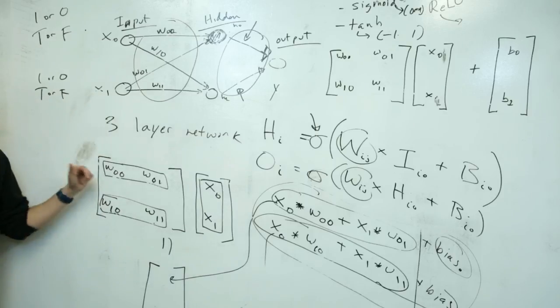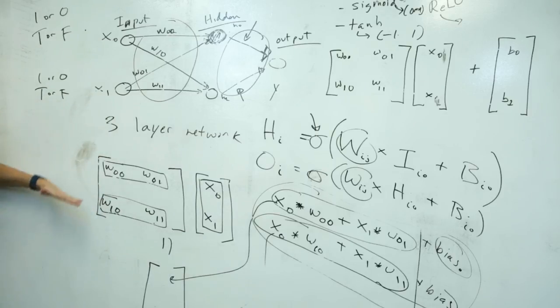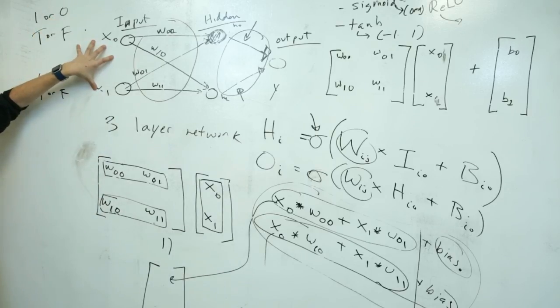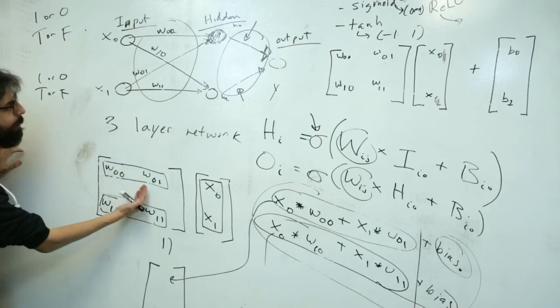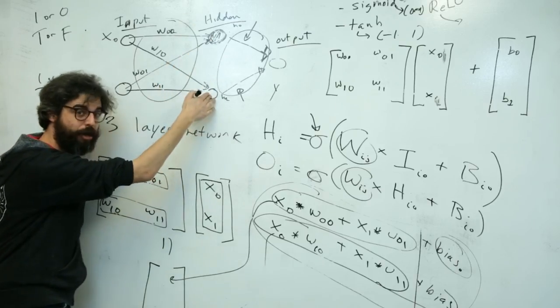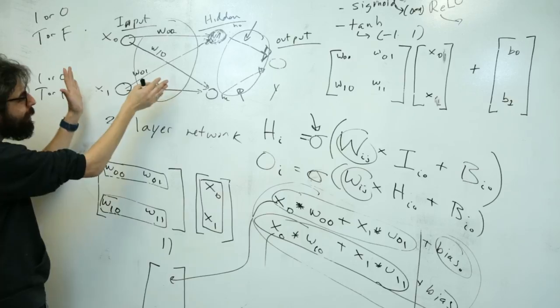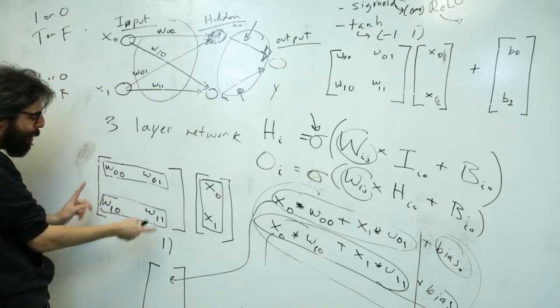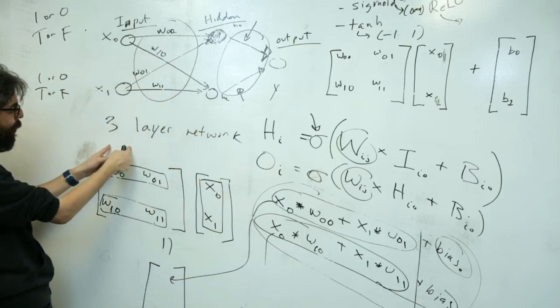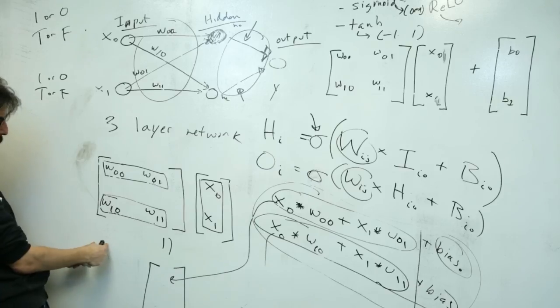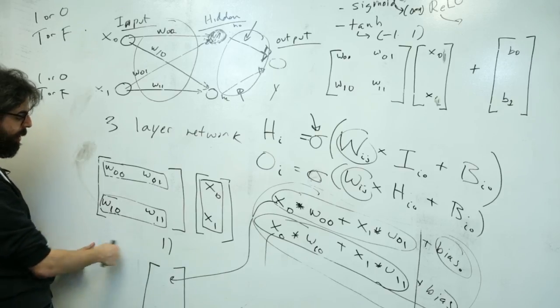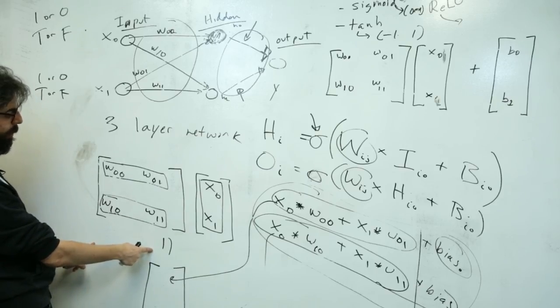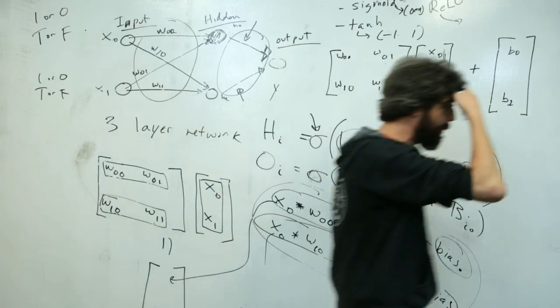I need a weight matrix that has a number of rows based on how many inputs there are, and a number of columns based on how many hidden neurons there are. I did a poor example of making this 2x2, so I don't ever see the difference. But again, if there were another input, I would just have another row right here of this particular matrix. Okay.